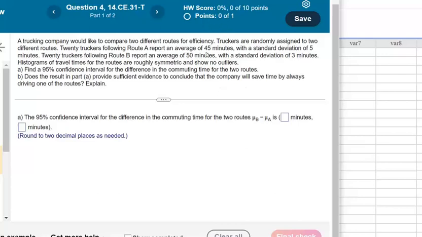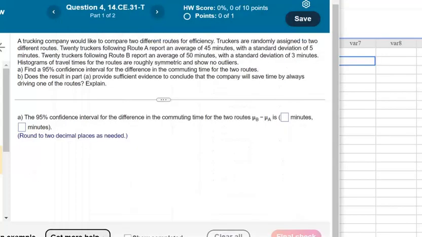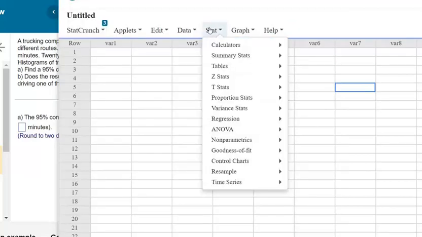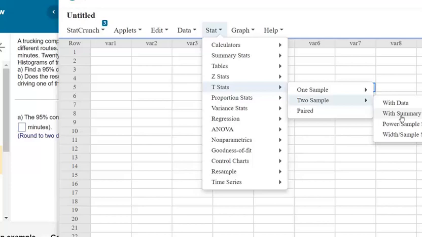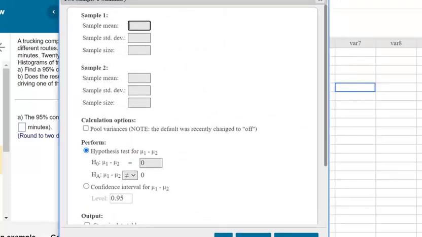Okay, there's truckers in two different groups. They're independent. Route A has different characteristics than Route B. So in StatCrunch, which you can get by hitting the Get More Help button, you want to click Stat, T-Stat, Two Sample, and it's with summary because they already calculated the mean and the standard deviation for us. We don't have to go calculate that ourselves.